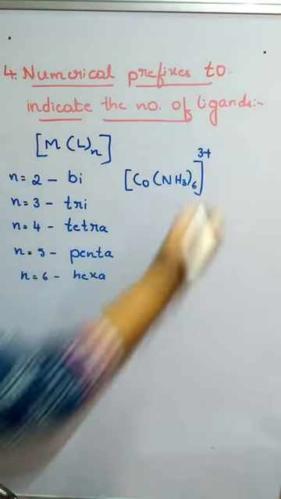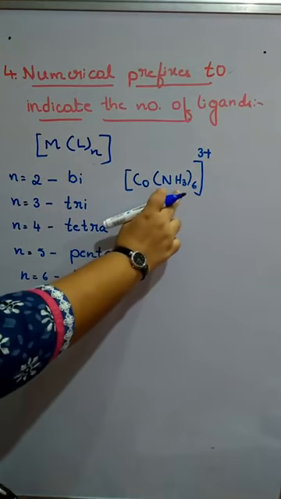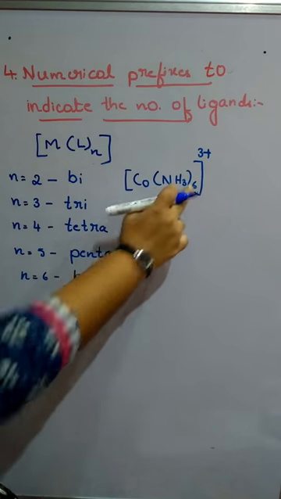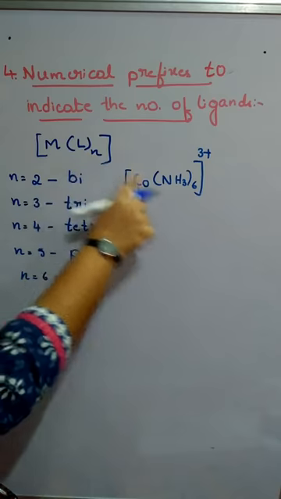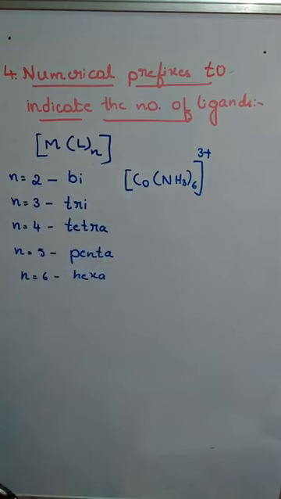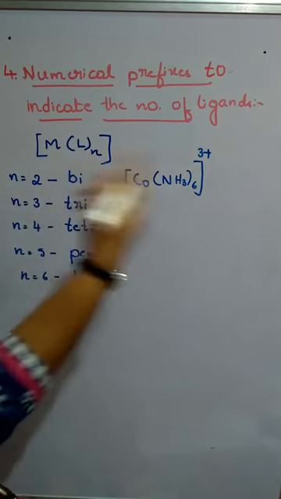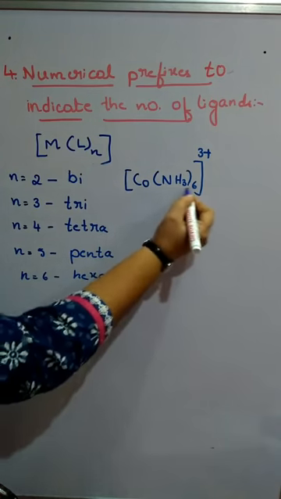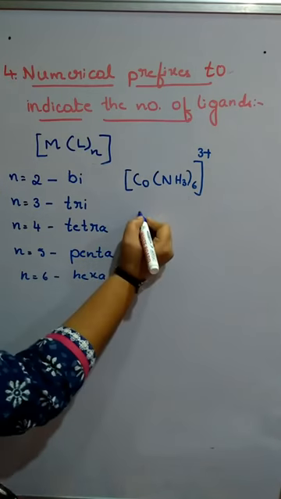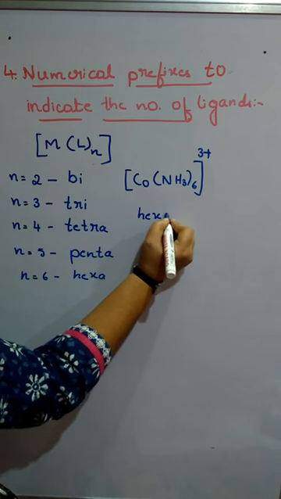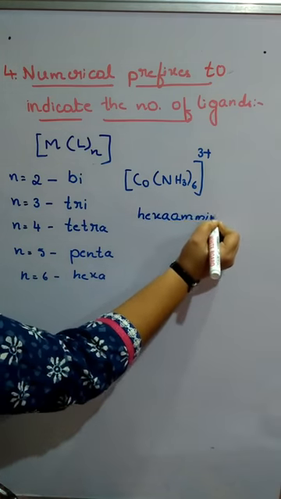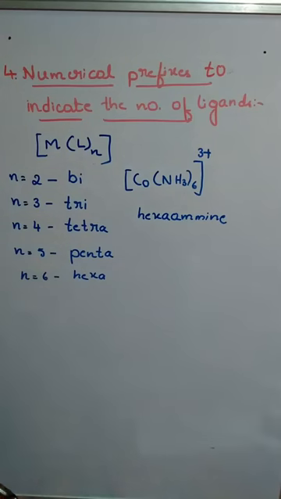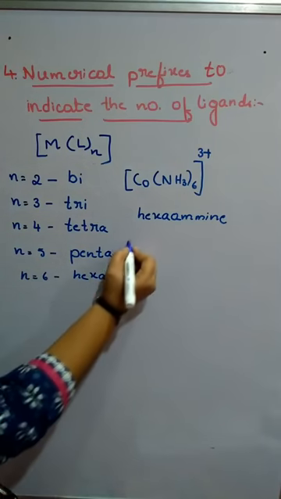This is the complex where we have only one type of ligand, and the number is 6. That is, n, the number of ligands, is 6. So the name we write for the ligand becomes hexamine. Hexamine.